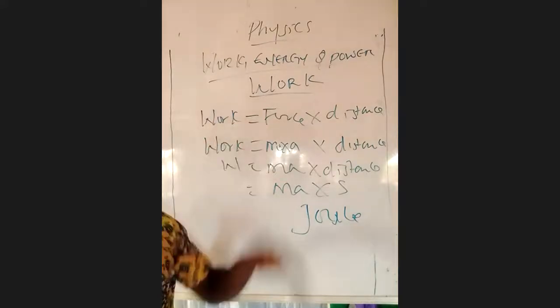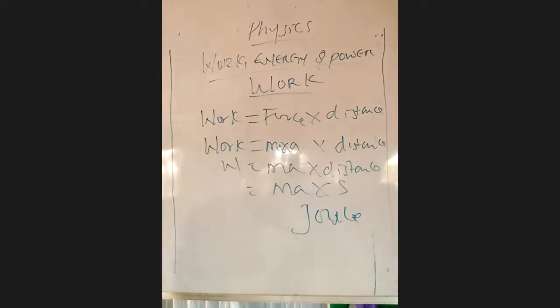Work is the product of force and the perpendicular distance in the direction of the applied force. When is work said to be done? Before we can say that work is done, an object must move through a distance in the direction of the applied force. That is when we can say that work has been done.